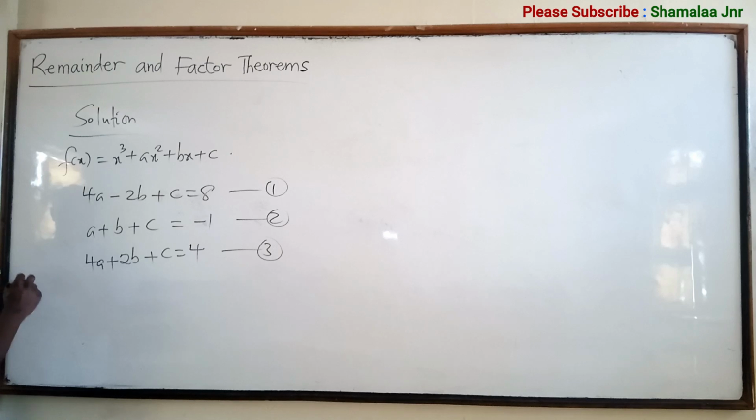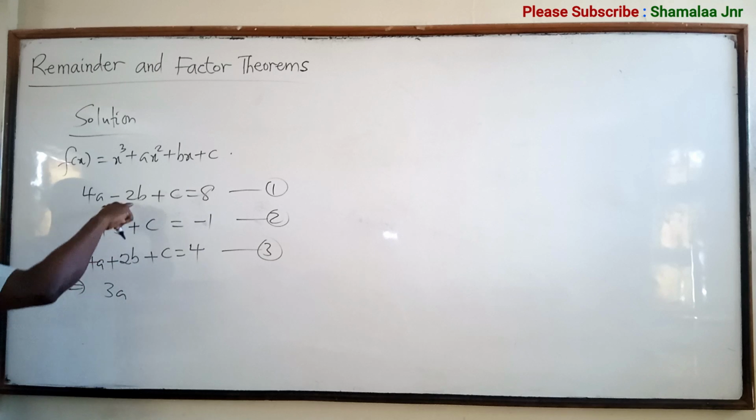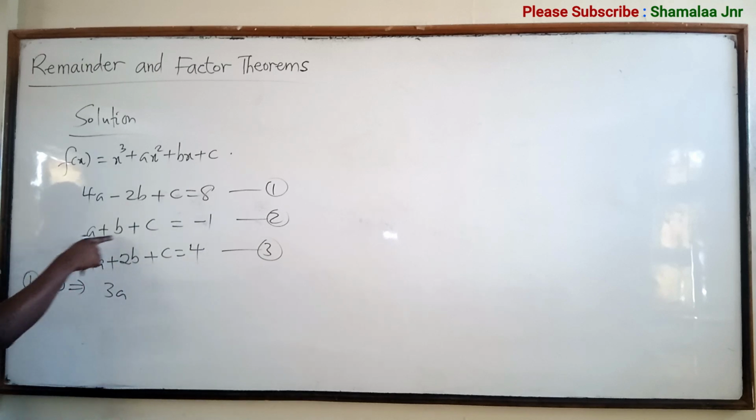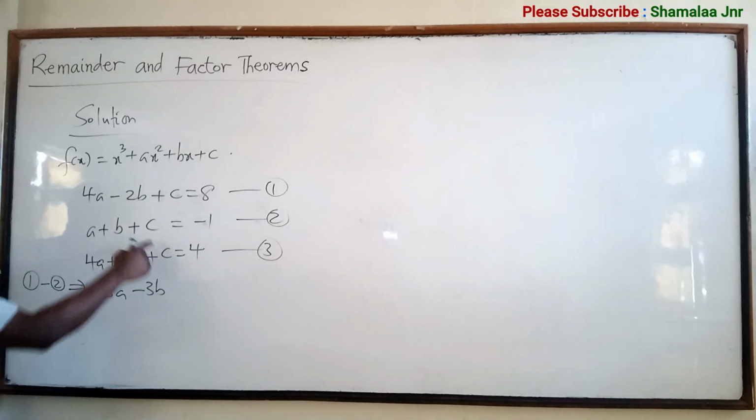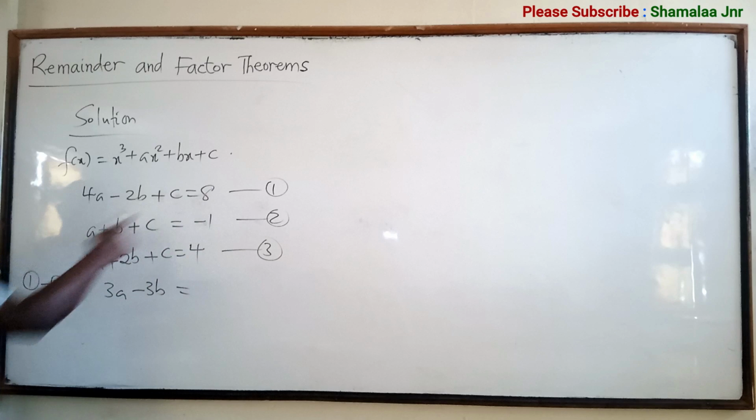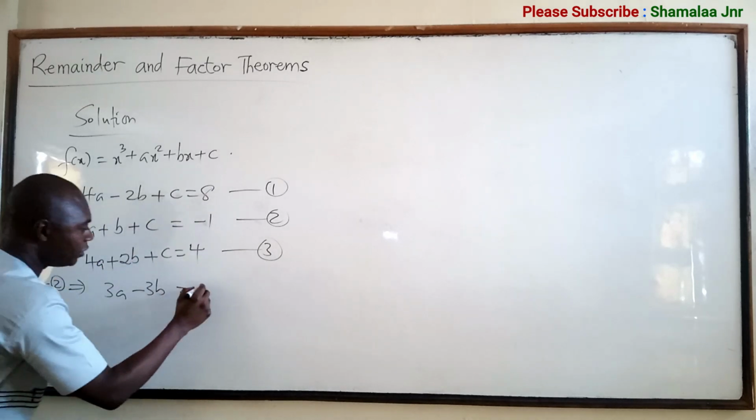So you can say equation 1, you have to circle the equations, minus equation 2 implies, yes, you are subtracting equation 2 from equation 1. 4a minus, is this 4a in equation 1? 4a minus a will be 3a. Negative 2b minus b will be negative 3b. c minus c will be 0. 8 minus, here in the formula, minus 1, that will be 9.